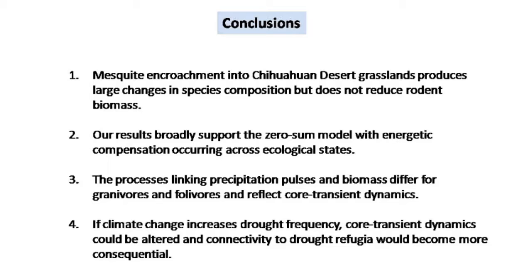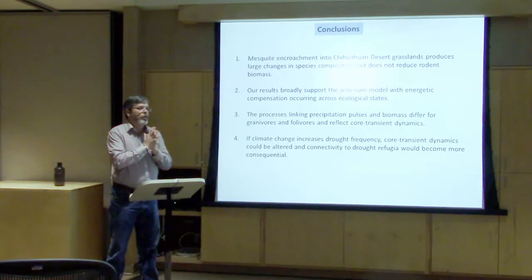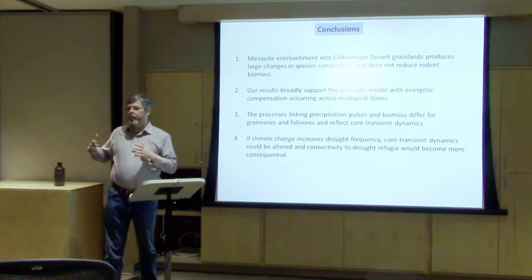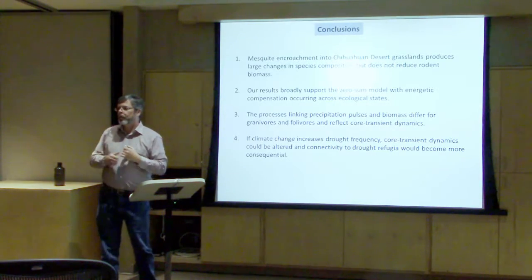These bottom-up processes linking rainfall to plant productivity to rodent biomass seem to differ between trophic groups, between the granivores and the folivores. And then finally, if we do get more drought frequency, and there's some uncertainty about the model predictions, but some models predict increased drought frequency in the Southwest due to climate change, these core-transient dynamics are possibly going to get altered, and trying to understand drought refugia and this connectivity is going to become even more important.